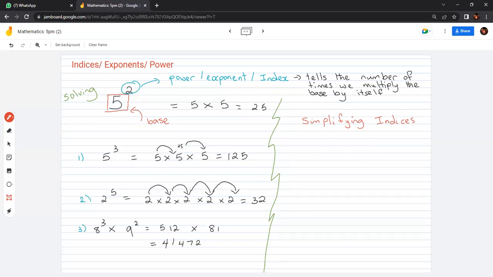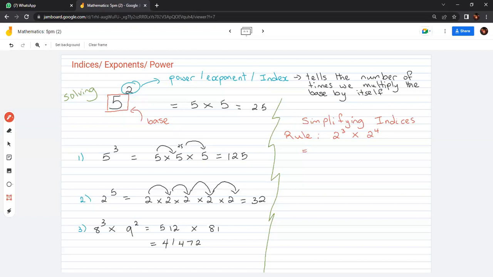All right, so the first rule is, let's say they gave you 2 cubed times 2 to the power of 4. Now notice they never said to solve or to find the value of, nor to calculate. They said to simplify. So that means they want to reduce it into a form where it's just one single number in index form.